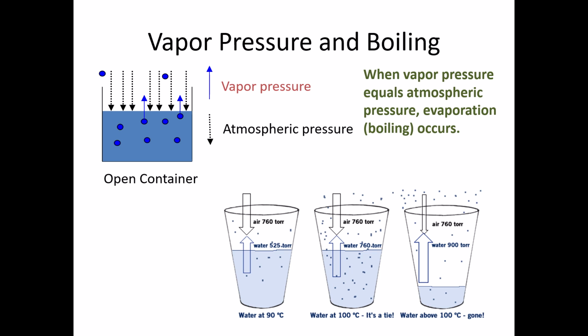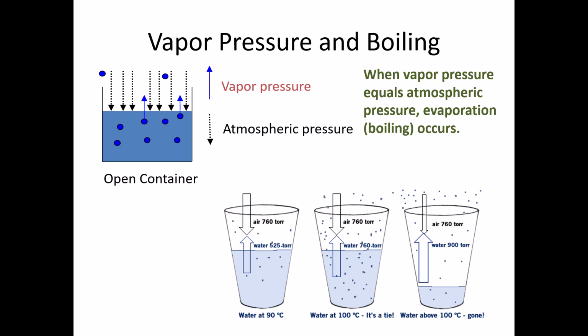Alright, vapor pressure also affects boiling point. Now, we saw how boiling point is affected by intermolecular forces. But let's look at how boiling point is affected by vapor pressure too. So when we have a container of liquid, some amount of those liquid molecules are vaporizing to become gas. Some amount of those gas molecules are recondensing to become liquid.